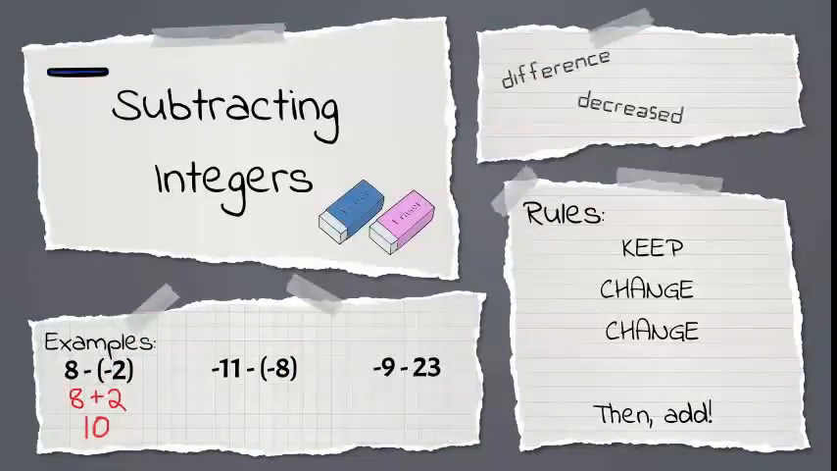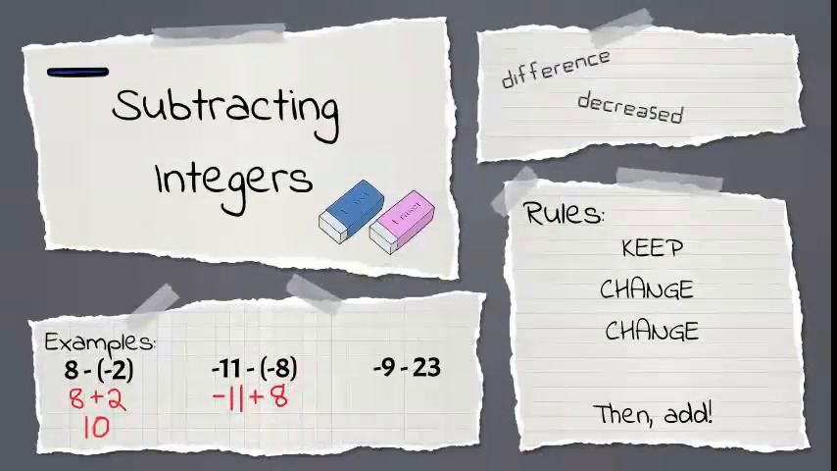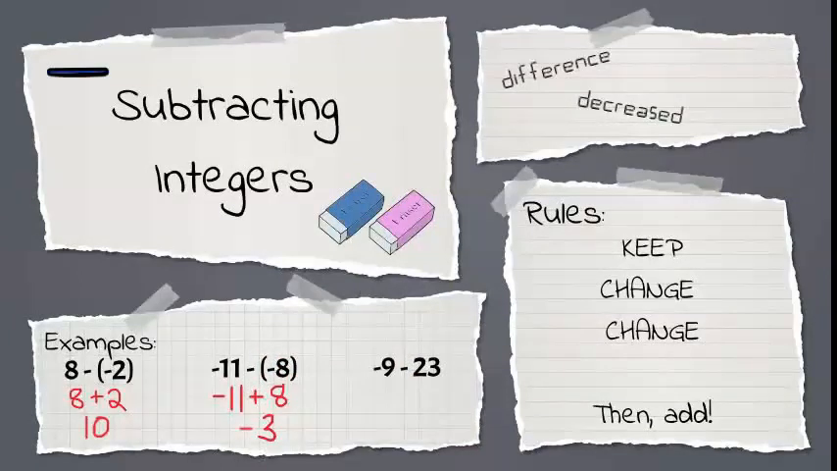Next, we have negative 11 minus negative 8. Keep the negative 11, change the subtraction to addition, and change the negative 8 to positive. We get negative 11 plus 8. They're different signs, so we subtract and get 3, and the negative 11 has the larger absolute value, so our answer is negative.